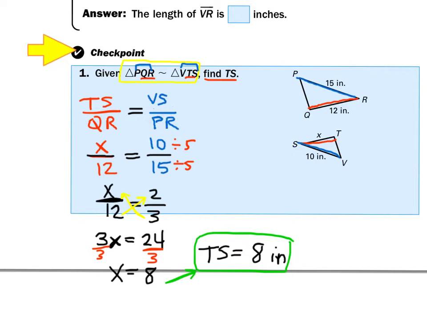Then I plugged in the values. From T to S was the X, from Q to R was the 12, from V to S was the 10, and from P to R was the 15. All right, and then I reduced 10/15 to make that 2/3, and then I did cross products. 12 times 2 would give me 24, 3 times X gives me 3X, and then I divided both sides by 3 to figure out what X was, and I got X equals 8. So I know the distance from T to S has to be 8 inches. Remember, I knew it was inches because look at all the labels, they're inches.